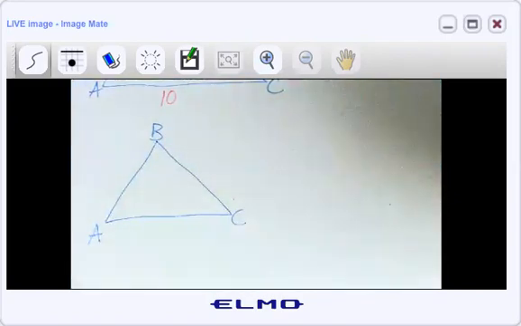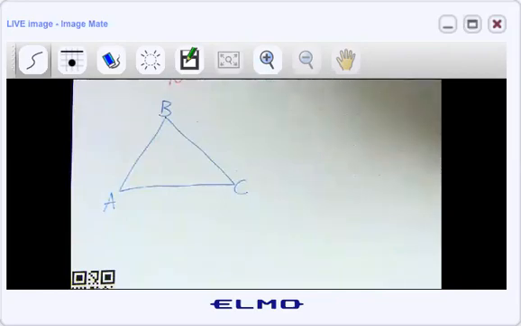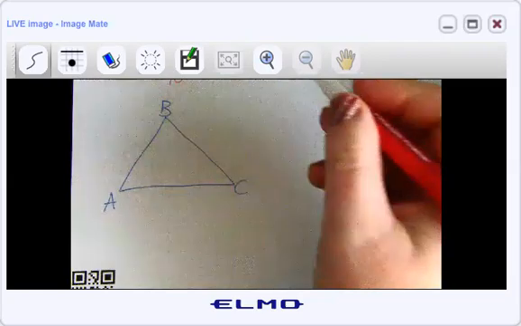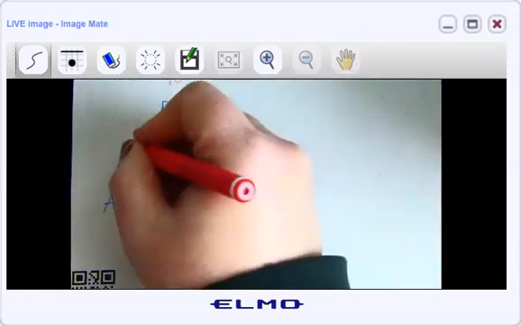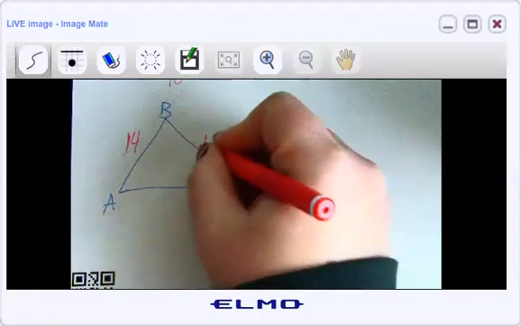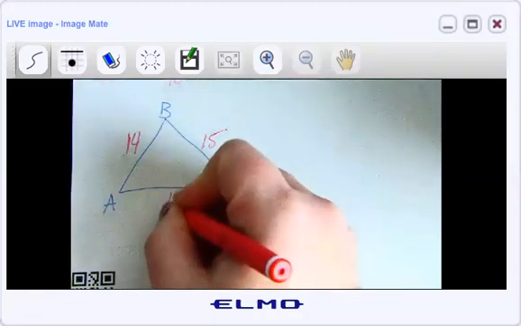Okay, so let's try this. Again, we're going least to greatest. And let's say you're 14, you're 15, and you're 10. Who cares?